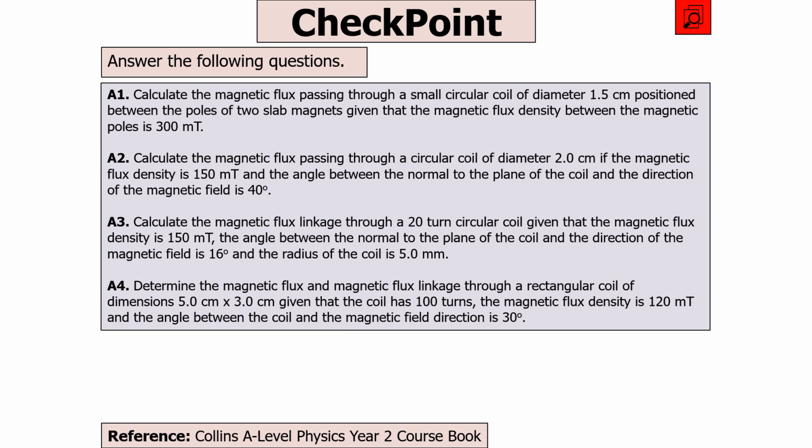is 40 degrees. Calculate the magnetic flux linkage through a 20-turn circular coil, given that the magnetic flux density is 150 milliteslas, the angle between the normal to the plane of the coil and the direction of the magnetic field is 16 degrees, and the radius of the coil is 5.0 millimeters. Then determine the magnetic flux and the magnetic flux linkage through a rectangular coil of dimensions 5 centimeters by 3 centimeters, given as 100 turns, a magnetic flux density of 120 milliteslas, and the angle between the coil and the magnetic field direction is 30 degrees. Pause the video now, then unpause the video when you want to go through your answer.